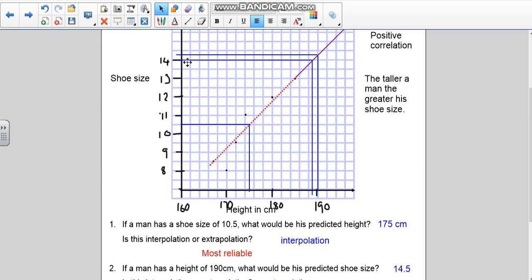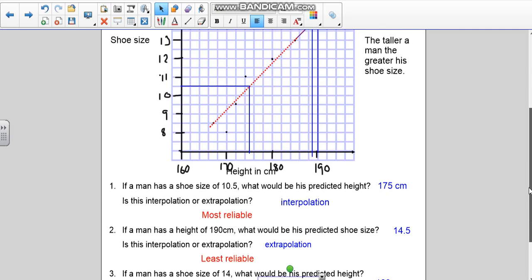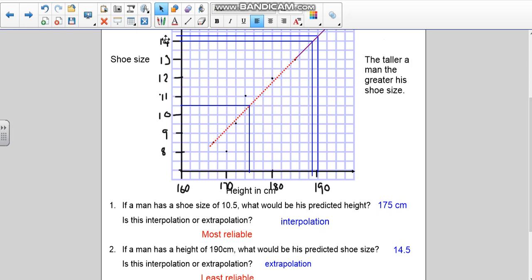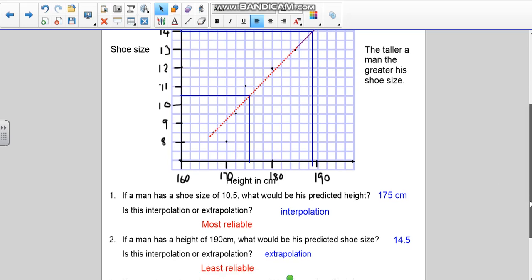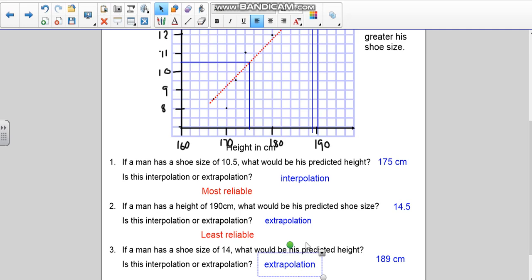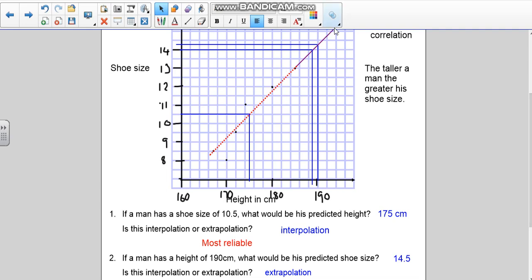The last one was if a man has a shoe size of 14, what would be his height? I've started at 14, I've gone back, but again I've had to use the extended bit of the line and come down, and it's 182, 184, 186, 188. It's about 189 centimetres. So these last two were both extrapolation because I had to extend the line of best fit and use that to make my predictions. So they're outside the range.